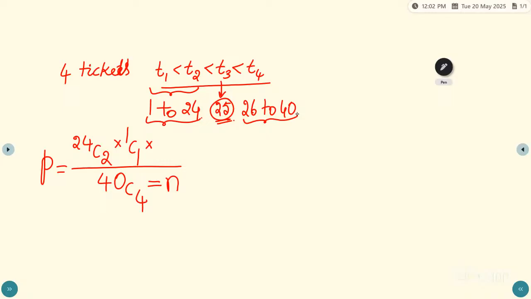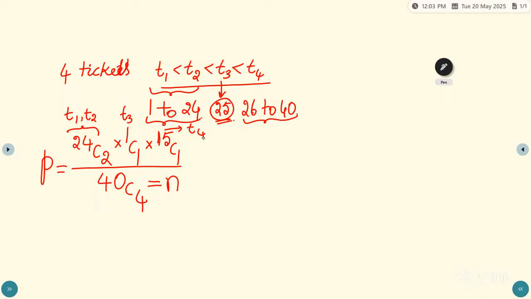If it is 14, 15, we have only 24, 39. Where is the remaining? Out of those 15, you have to choose 1. This is the answer. Out of those 15, this is for T4. This is for T1, T2. This is for T3. And this is for T4. These are the favorable things.